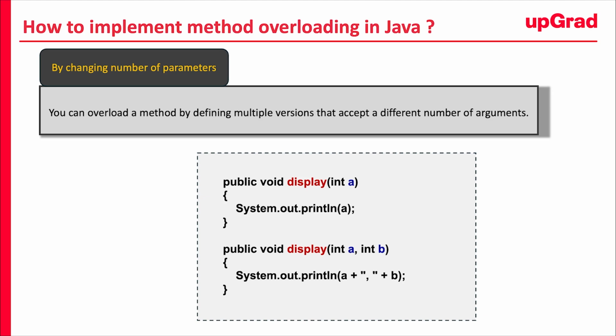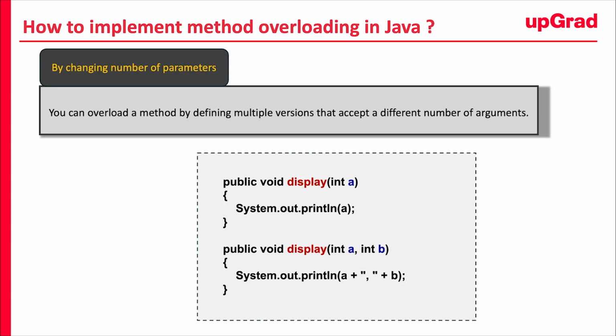All right. So this is what we are trying to do. We are basically overloading this function or method by defining its multiple versions. So we are defining multiple versions of display and we are just changing the number of arguments here. All right, the number of parameters or the number of arguments. So this is how you can achieve method overloading.